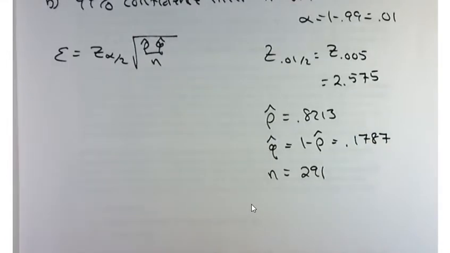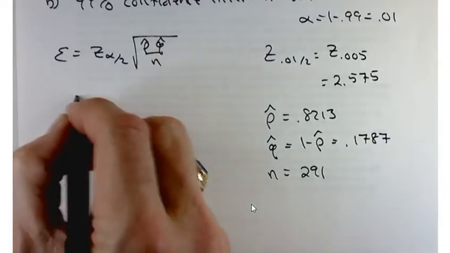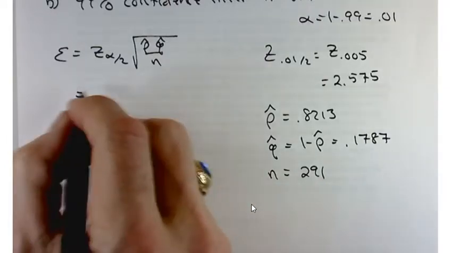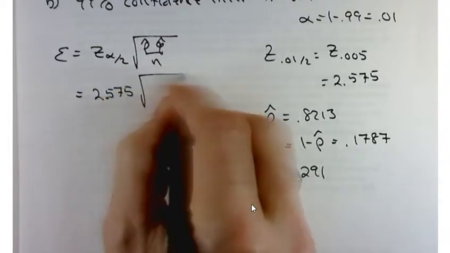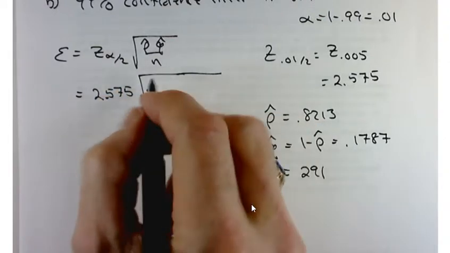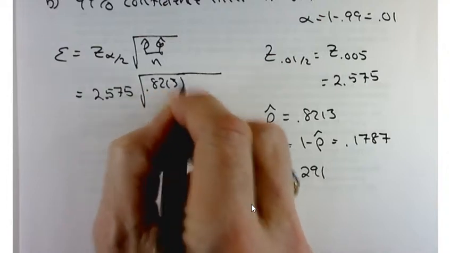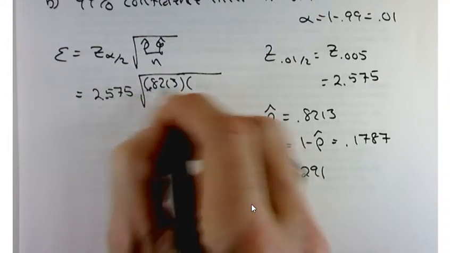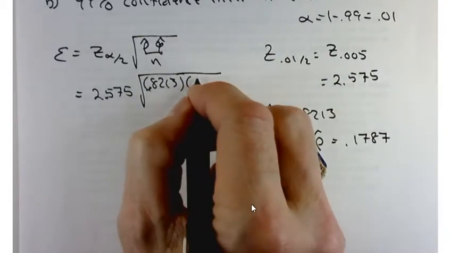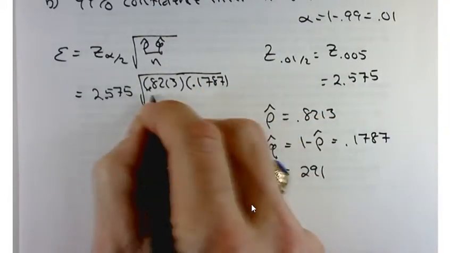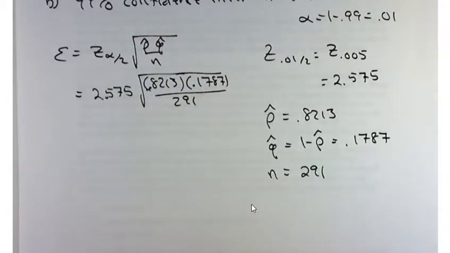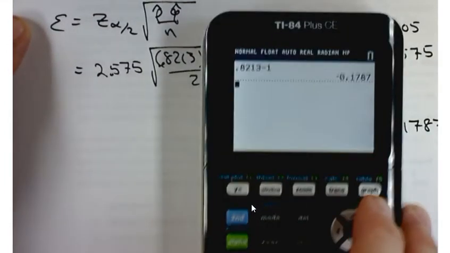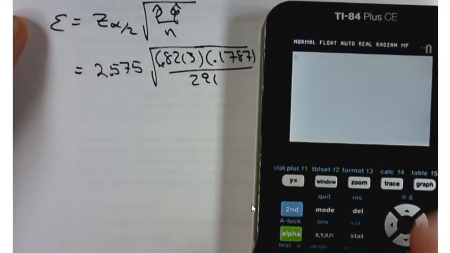Okay. Let's put it all together. It's going to be 2.575 times the square root of 0.8213 times 0.1787 divided by 291. I'd suggest you take out your graphing calculators for this one. Although it'd be really impressive if you could do it in your head.